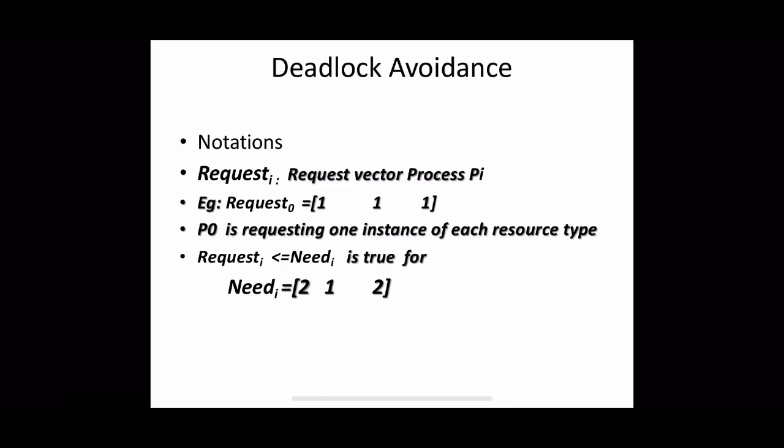Just for example, suppose request of 0 is 1 1 1 and we compare that with need of 0, and need of 0 is 2 1 2. So individual elements will be compared, that is 1 less than or equal to 2, again 1 less than or equal to 1, and 1 less than or equal to 2. So all the three elements satisfy the condition. So we can say that request of 0 less than or equal to need of 0 is true. Like that, we can do the vector comparison.